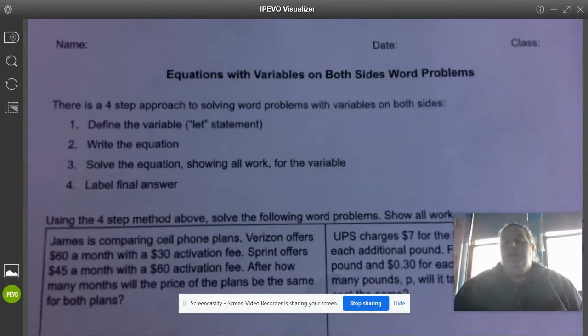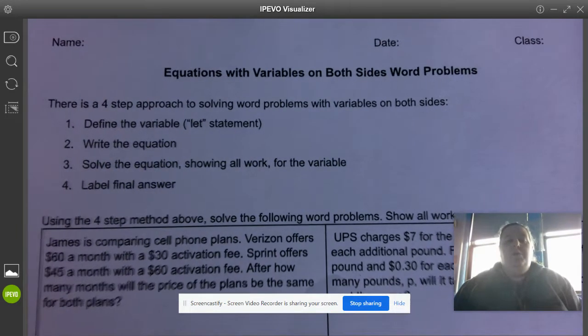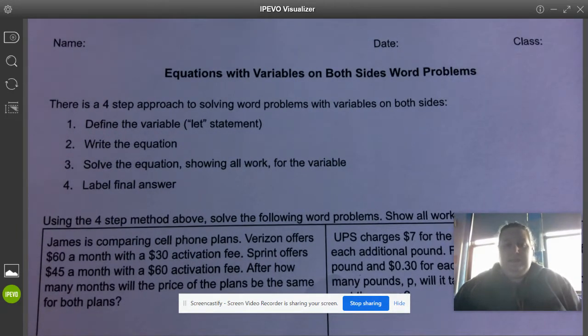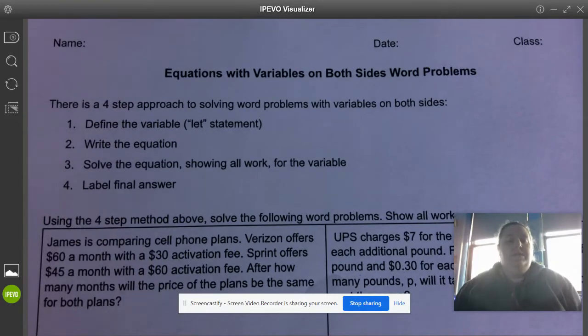So in general, when I'm solving a word problem with variables on both sides, I use these four steps. In a word problem, step one is always necessary: we define our variable with a let statement, letting whoever's looking at our work know what our variable represents. Then we write the equation, solve it showing all of our work for the variable, and always label our final answer because it is a word problem.